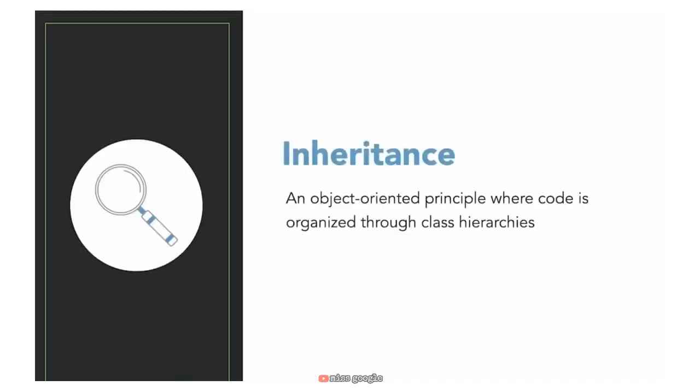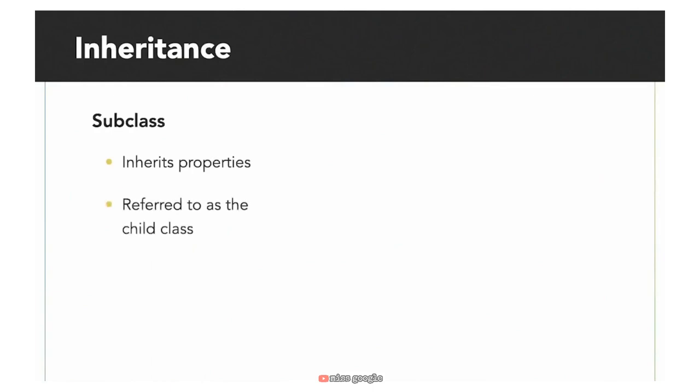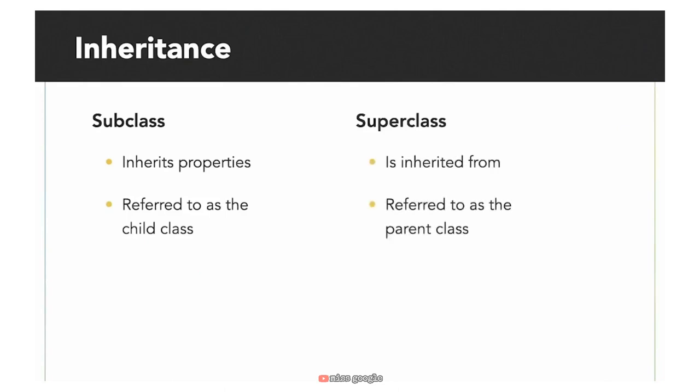Another key object-oriented principle is inheritance. Inheritance allows us to create class hierarchies, where classes inherit properties and behaviors from other classes. With inheritance, we have two main players, the subclass and the superclass. We call the class that inherits the properties the subclass or child class. The class that's being inherited from is called the superclass or the parent class.